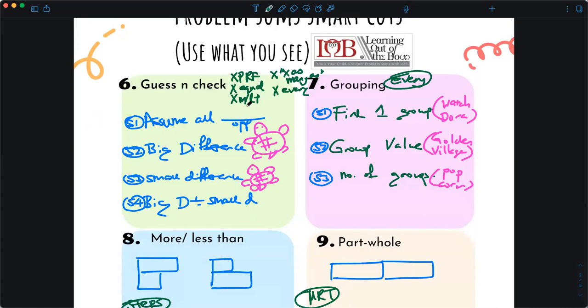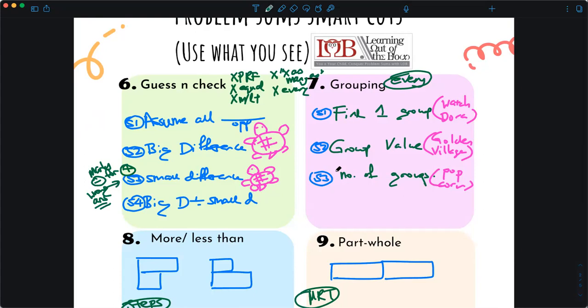So for some questions which are like marks deducted for wrong answers, this one will be a plus instead of minus. Just be careful. So grouping wise, the keyword will be every. When you see the word every in a question, it's actually grouping, and it will be under find one group.